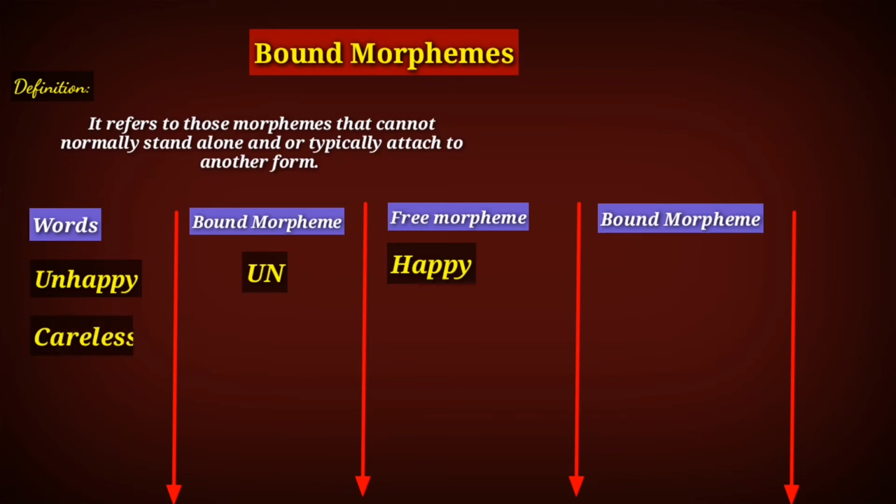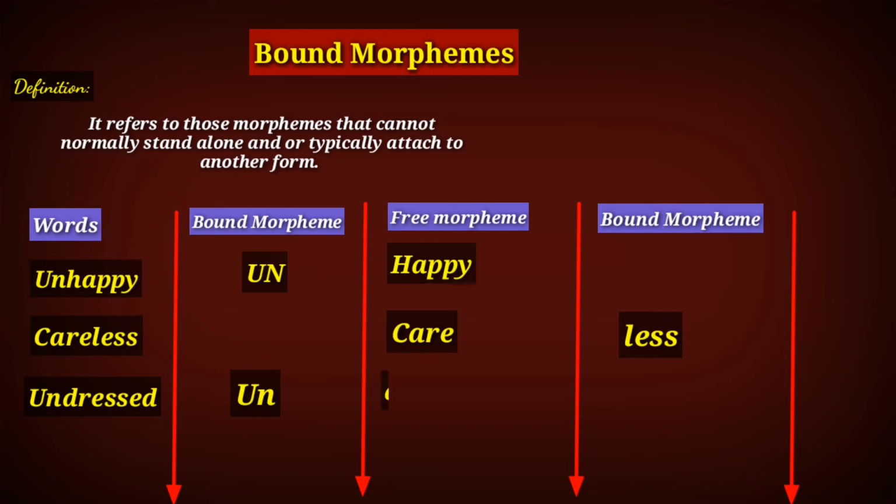The word careless also has two morphemes. Care is a free morpheme and also called a stem, and less is a bound morpheme. The word undressed consists of three morphemes. The first one is un, which is bound, and the second one is dress, which is a free morpheme, and the third one is ed, which is also a bound morpheme.